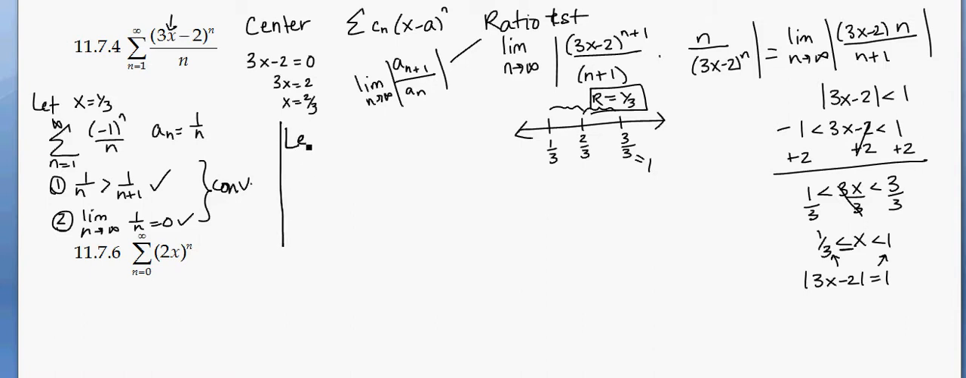Now let's check what happens when x equals 1. Our series becomes (3 times 1, or 3, minus 2) which is 1, to the n over n. And this, the numerator is just 1.